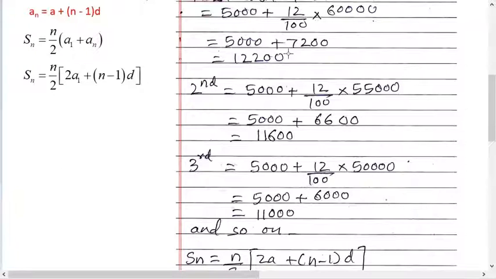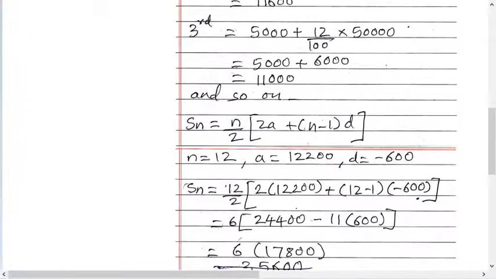So now check the installments. What are these? 12,200, 11,600, 11,000. It means they are decreasing by 600. It means they are in arithmetic progression with d as minus 600. So what do we have to find? The total of these installments. So that is Sn.